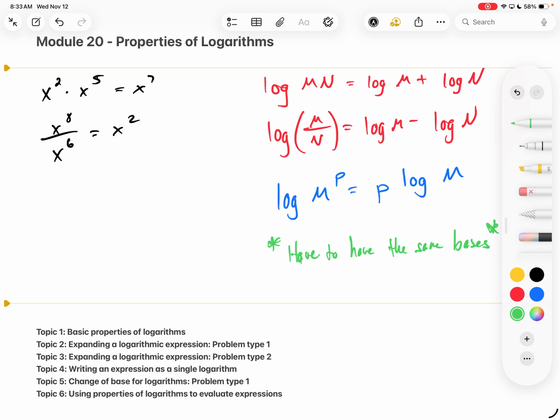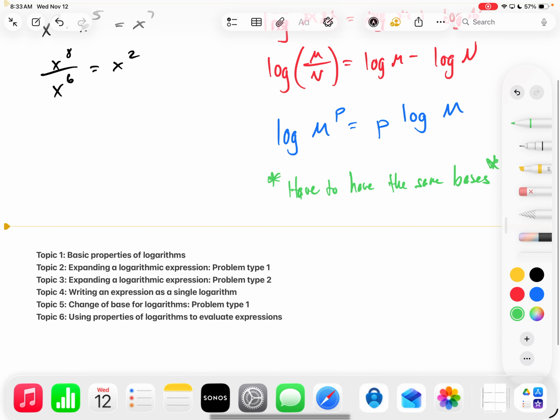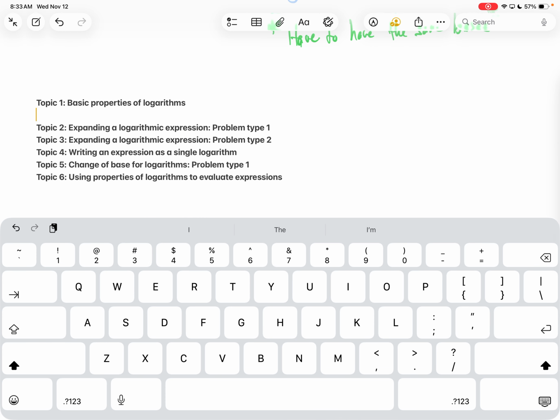That's the key thing: when you multiply, you add. When you divide, you subtract. Same thing as exponents. And if you have something to the power, you can drop it down and multiply it. That comes in super handy when we get to solving equations. We will use that a ton. But they do have to have the same bases every time you do this. So, basic properties of logarithms. I believe that is all this section is about.